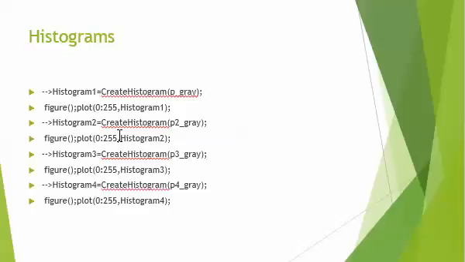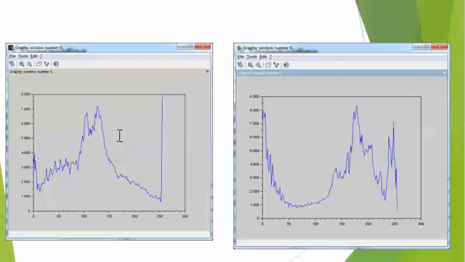Remember that you were supposed to do the installation. So for the histograms, you have to use those commands that are listed here, and then we're going to display those in figures. And once you do the implementation, these are the histograms of the first 2 images, which is my P and my P1.